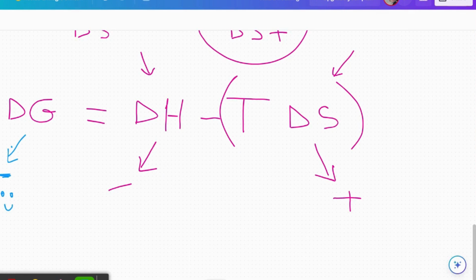Now, if delta H doesn't have a negative sign, it is positive, or delta S has a negative sign, if we change the signs of them, then we have to change the temperature, increasing or decreasing, and delta G will have a positive sign. Positive sign means not spontaneous, so it needs an extra amount of energy from outside.